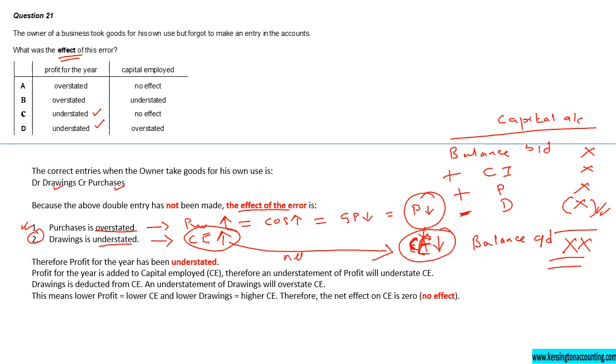Therefore, the net effect, one is lowering, the other one is increasing. Therefore, the net effect will be 0. Therefore the correct answer is C.